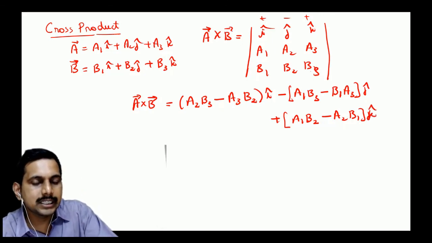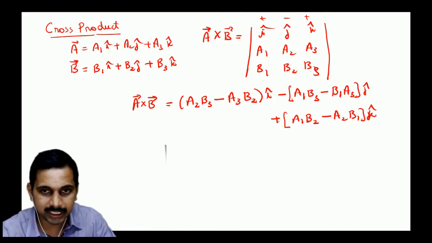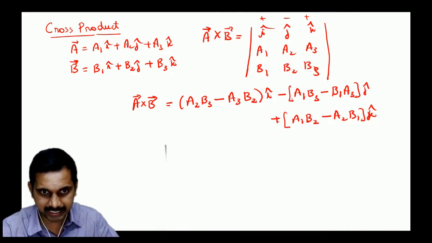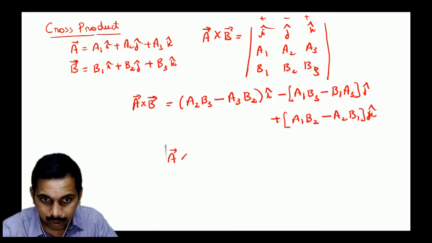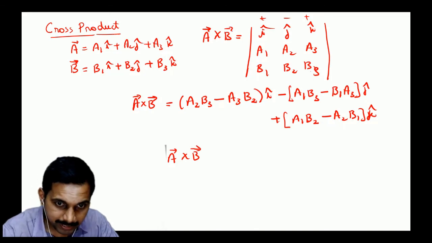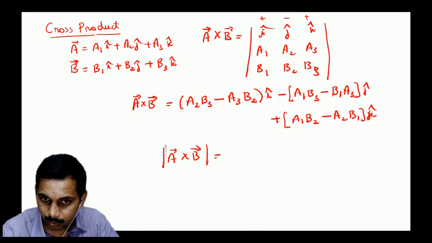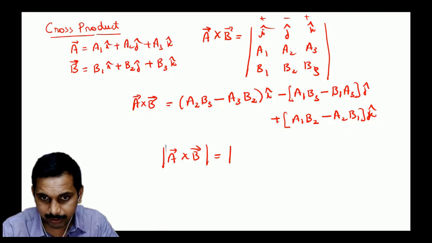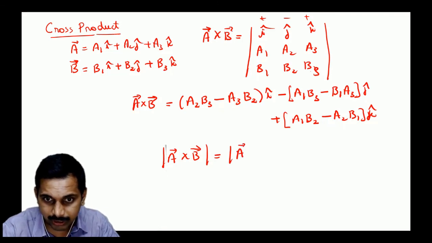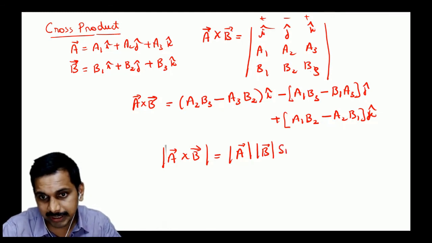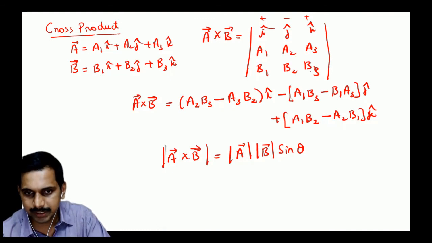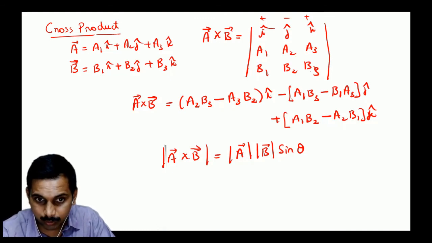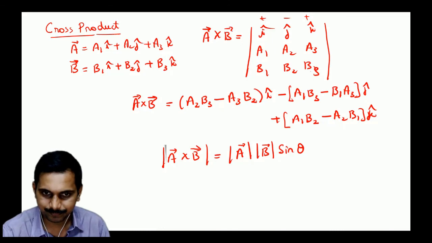Now this is about the definition. Let us say the definition first. Tricks we will see later. This can also be written as the magnitude of A crossed with B, only the magnitude, is equal to magnitude of A vector into magnitude of B vector into sine of the angle between A vector and B vector. Is that clear, students? This is the magnitude.